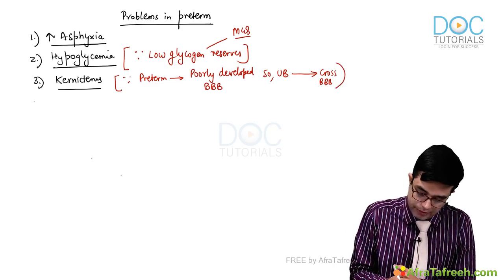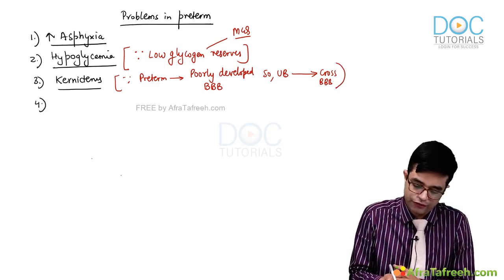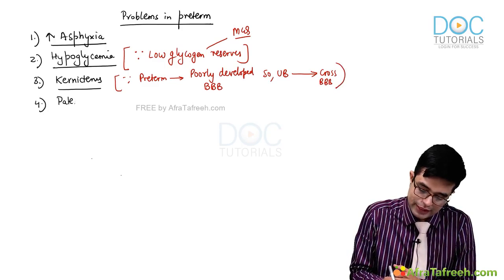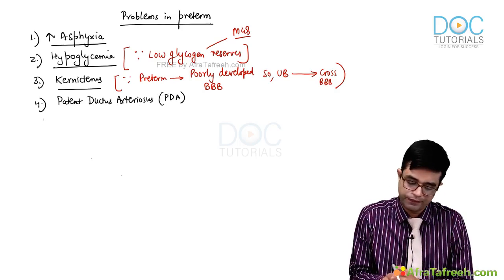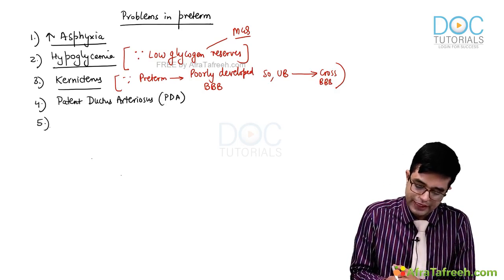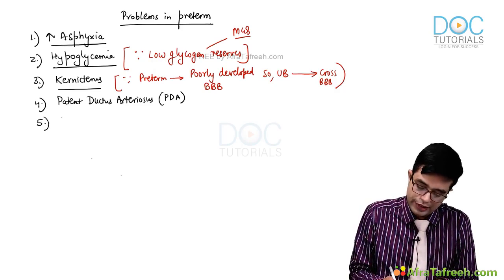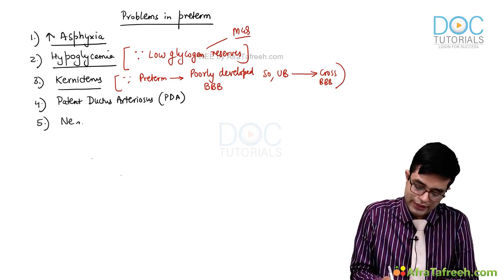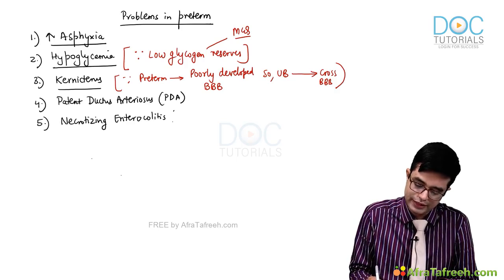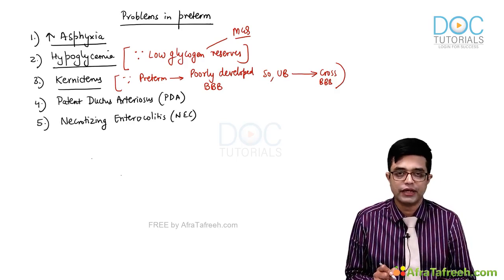Fourth, preterm babies have a higher incidence of a congenital heart disease known as patent ductus arteriosus. The receptors for closing PDA are not fully developed in preterm babies. Fifth problem, they have increased risk of inflammatory disorder, which we have discussed in details, called as necrotizing enterocolitis. It is an inflammatory condition of the gut. So NEC is more common in preterm than term babies.